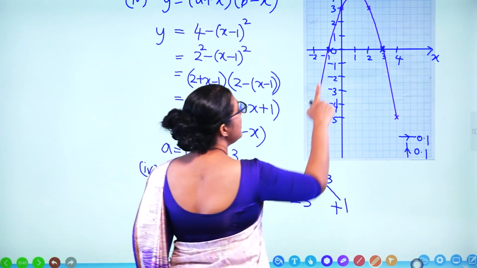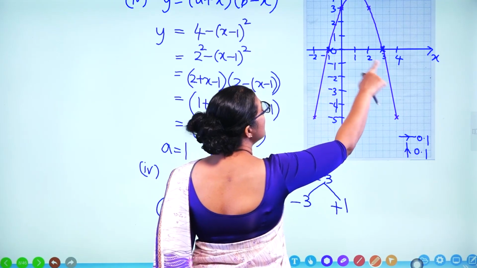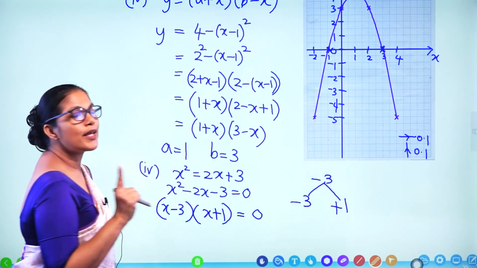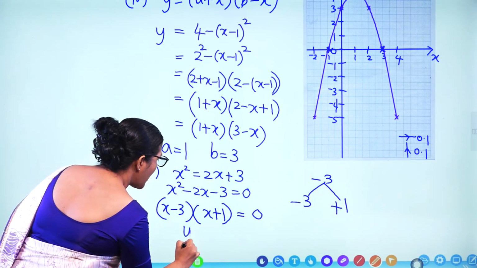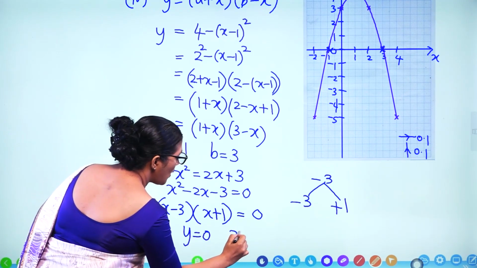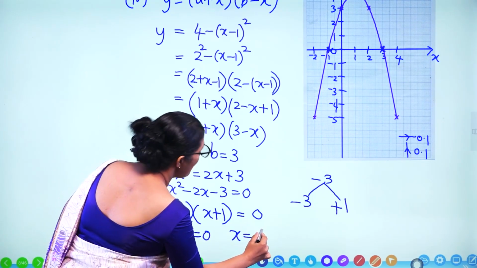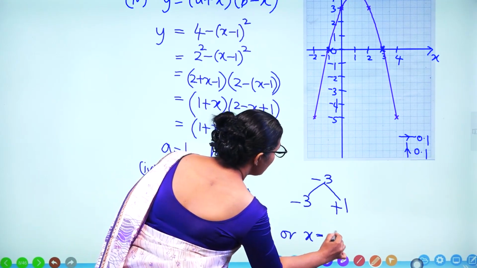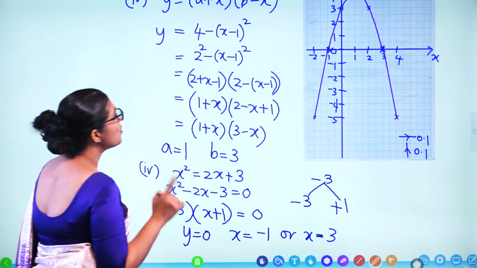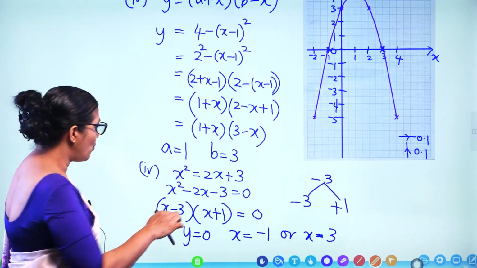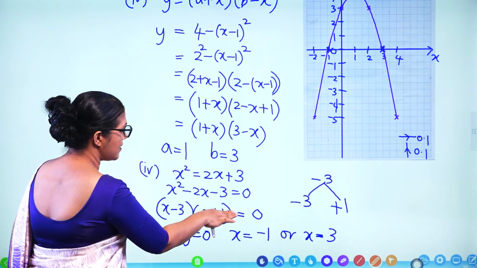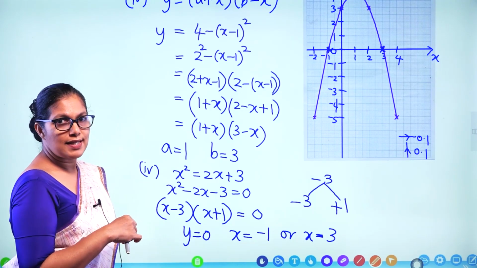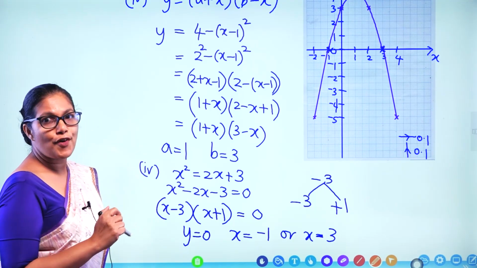So basically you can read the graph when y equals 0. So from y equals 0, x values are minus 1 or 3. Those are the two solutions using the graph. You don't have to factorize and get the solutions here. You can use the same graph.